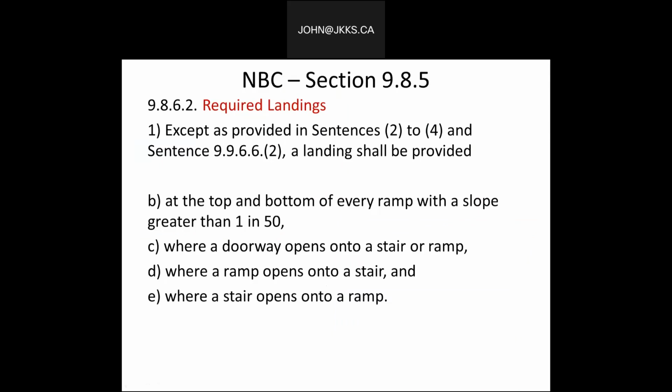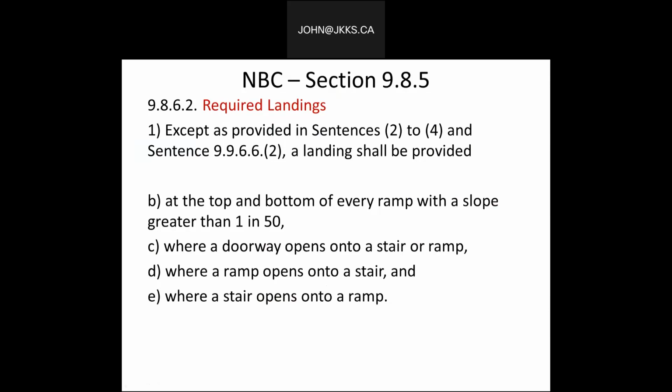So to carry on, I mentioned the required landings. Except as provided in sentences 2 to 4, and again, this is all the legal jargon of the building code that I'm quoting here. Sentence 9.9.6.6, bracket 2, a landing shall be provided. And I've left out part A because it doesn't apply to us, but B, at the top and bottom of every ramp with a slope greater than 1 in 50, where a doorway opens onto a stair or a ramp, or where a ramp opens onto a stair, and where a stair opens onto a ramp.